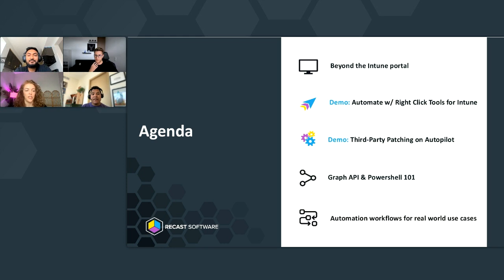So for today's agenda, we're going to go over beyond the Intune portal, and we're going to have a few different demos. One is automating with right-click tools for Intune. The next one's going to be third-party patching on Autopilot, and we'll cover Graph API and PowerShell 101. And the last topic we'll cover is automation workflow for real-world use cases.